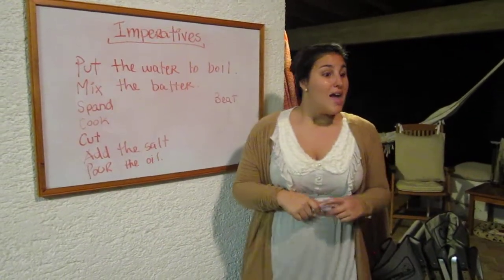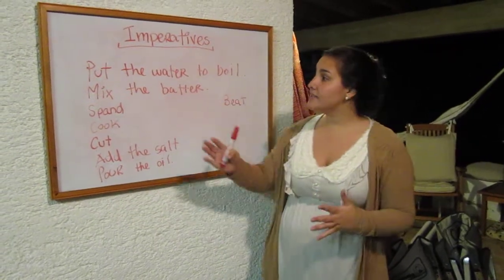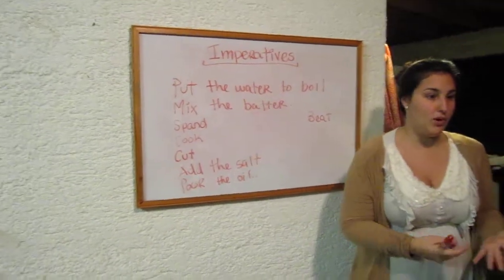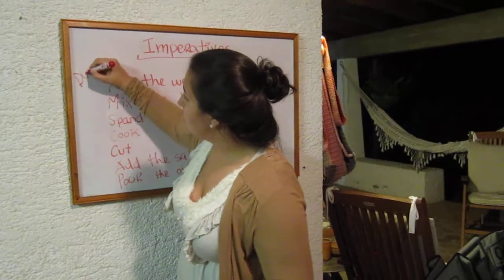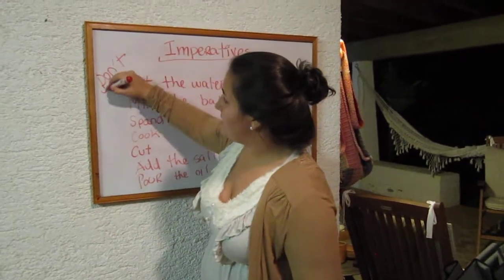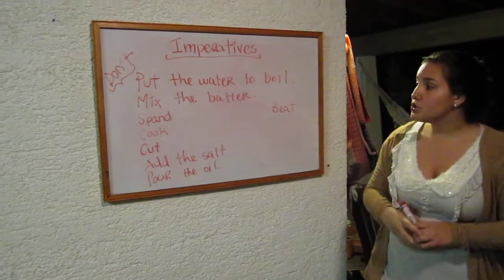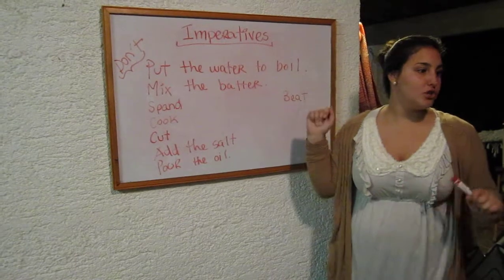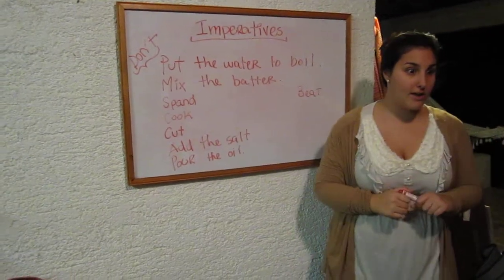It depends on what kind of ingredients you have, but these are pretty much the verbs you're going to use. If you want to do the negative of it, if you want to say, instead of put the water to boil, that you don't want to put the water to boil, all you have to do is add don't at the beginning of the sentence. Don't put the water to boil. Or don't mix the batter. Don't cook too much. Or don't cut the cheese, for example, okay?